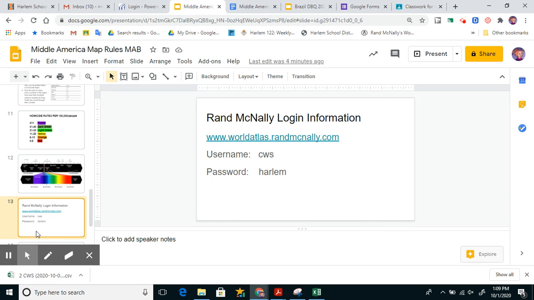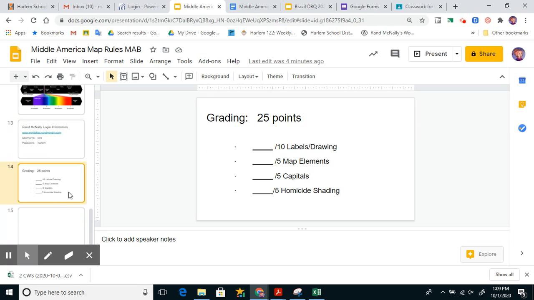So if you like using the online atlas, you can use the Rand McNally login. CWS is the username, and Harlem all small case is the password. And this is for 25 points. So you've got several things that you're doing here. The capitals you're going to type in on your rule sheet, but you're also going to use that symbol that I showed you before, the circle star, on the map itself.